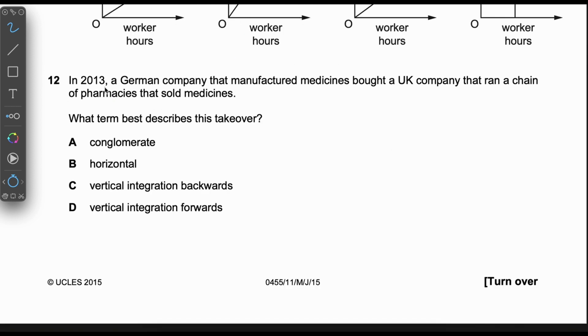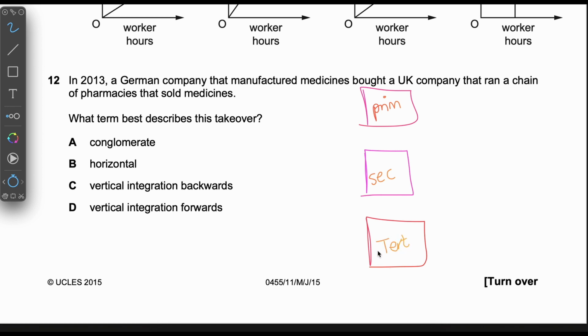Cool. Question 12. In 2013, a German company that manufactured medicines bought a UK company that ran a chain of pharmacies that sold medicines. What term best describes this takeover? Okay, so if we remember, let's draw. Okay, so we've got primary sector, secondary sector, tertiary. This is how we're going to differentiate between these.